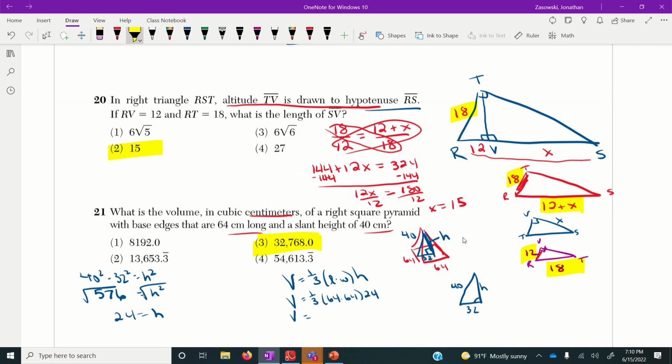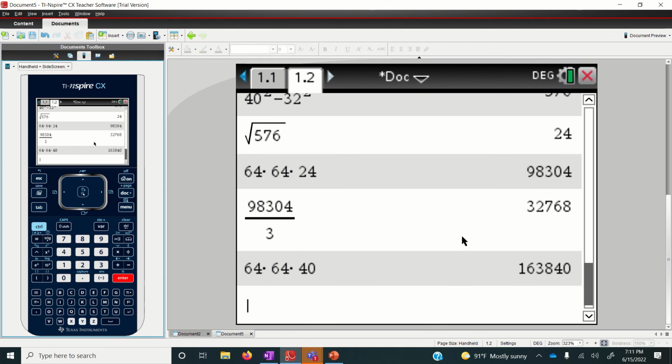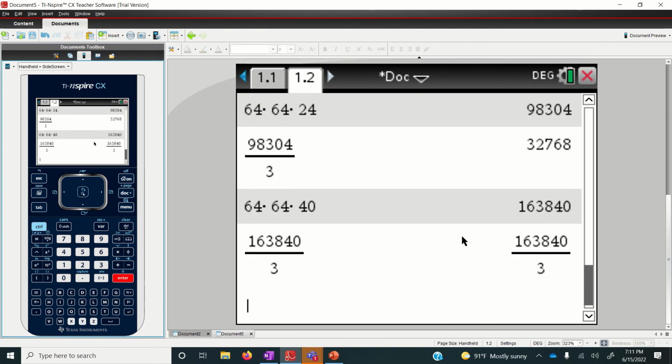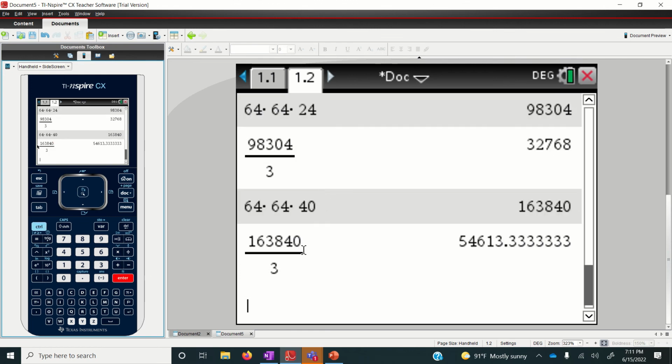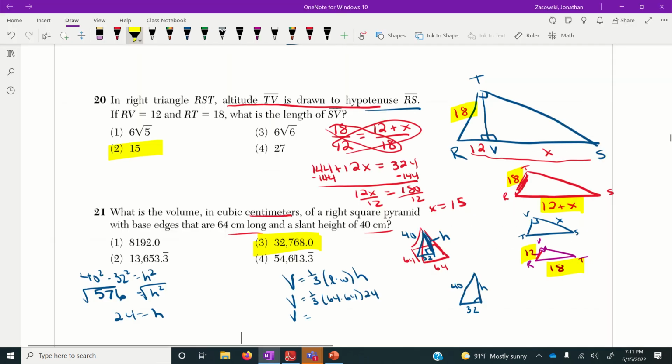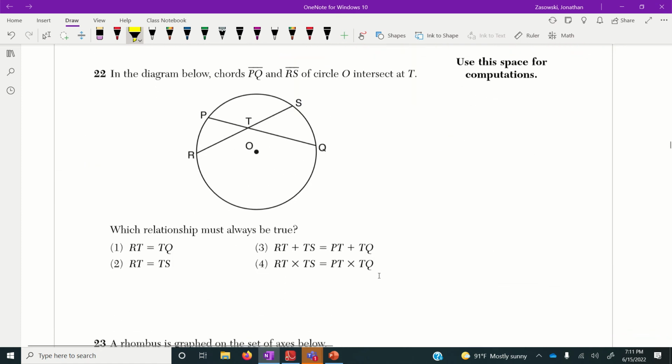All right, and if you didn't solve for the 24 and you used 40, right, 64 times 64 times 40, and then that divided by 3, Control Enter. Okay, 54,613, that is that answer right there. So they're banking on people using the wrong number there. All right, almost done with part 1 here.